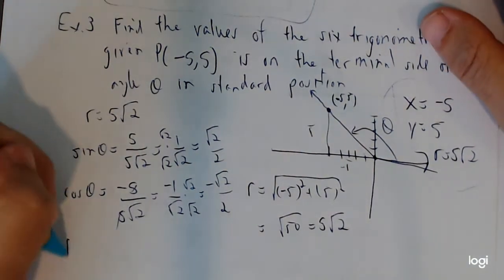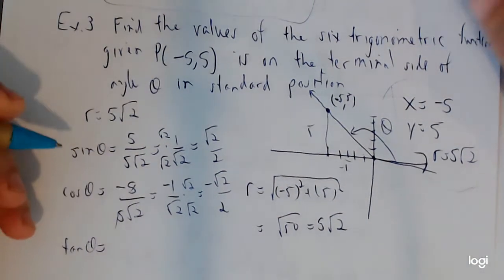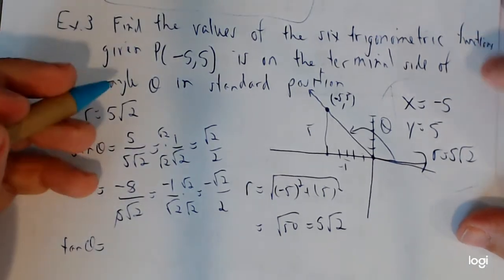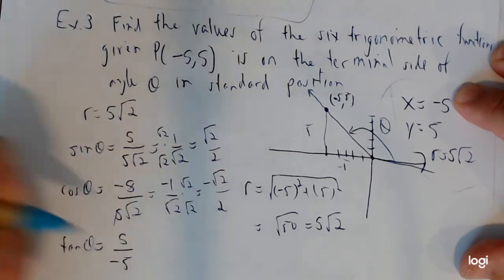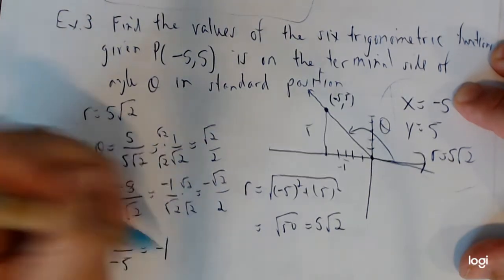What would tangent of theta be? Tangent of theta is literally y over x. So y is 5, divided by negative 5. So 5 divided by negative 5 is negative 1.